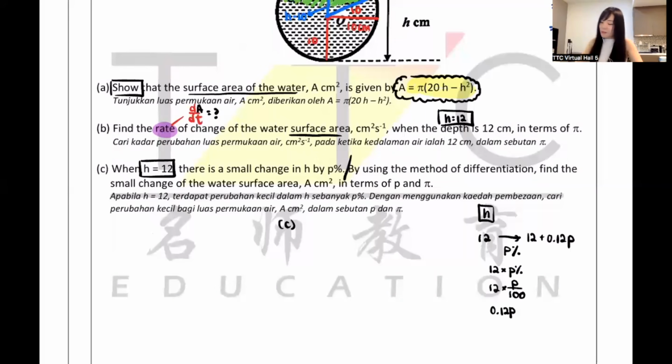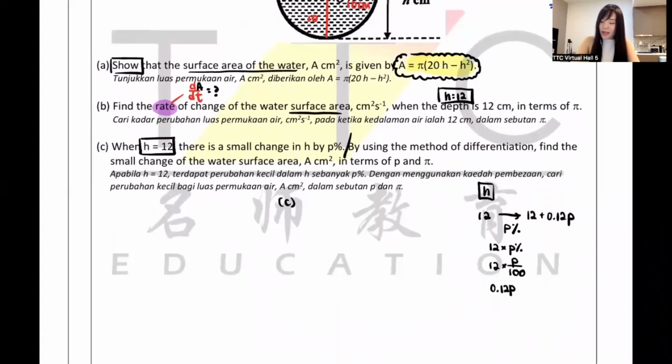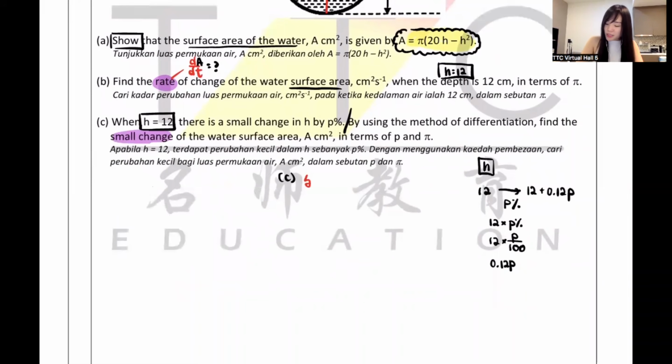Okay? Next. By using the method of differentiation, find the small change of the water surface area. Guys, they want to find small change. Small change means delta. Saw the word surface area? They want to find delta A in terms of P and pi. For those who are asking, this question cannot put decimal. They already say P must be there, pi must be there. How do I do it?